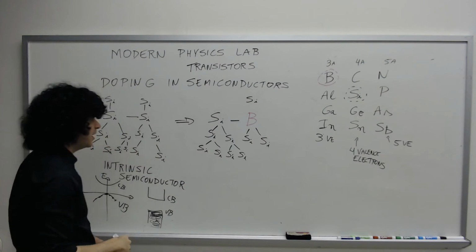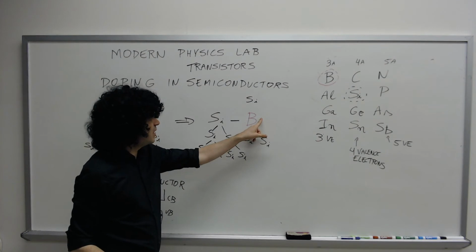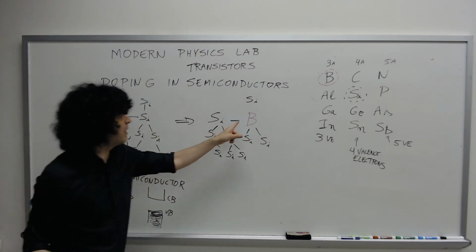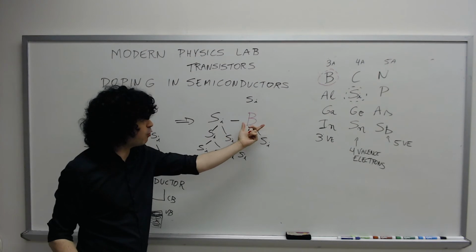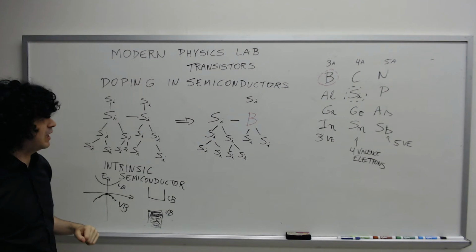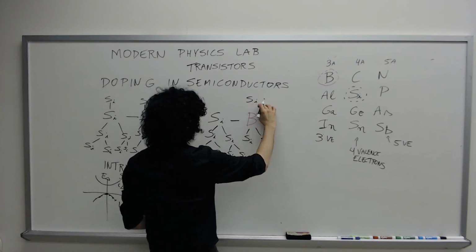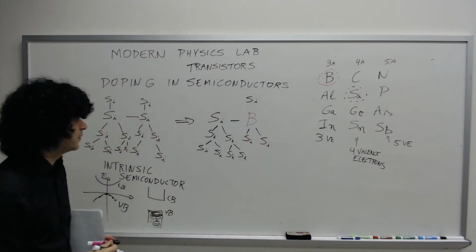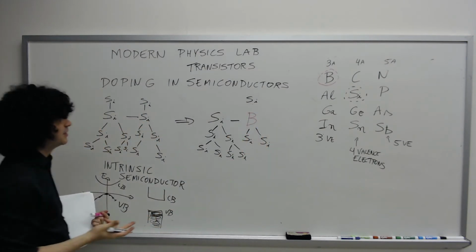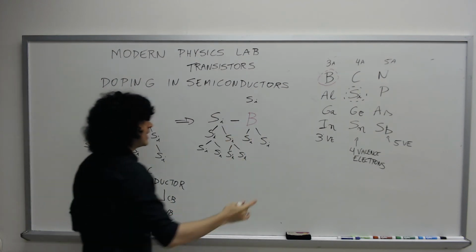So it turns out that you change the number of electrons you had here. Before you had 4 electrons, and now you have only 3 electrons. So this silicon atom here can no longer form a covalent bond with the boron atom. So there is 1 electron lacking here.